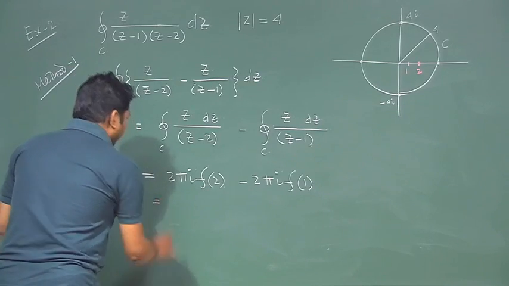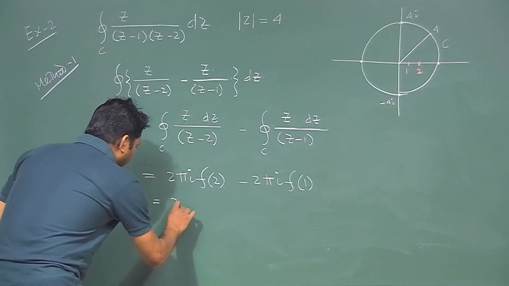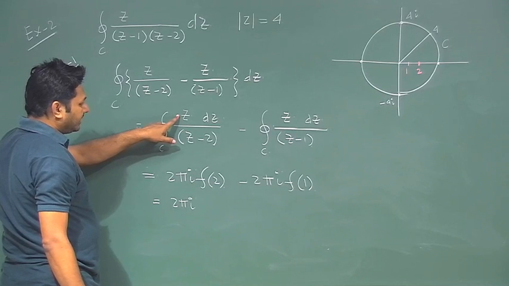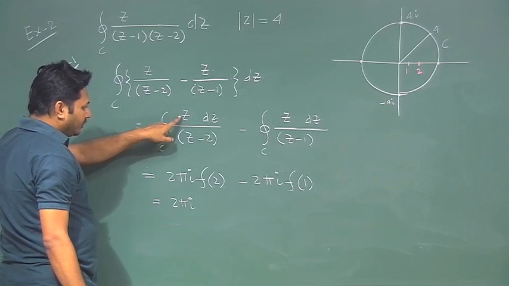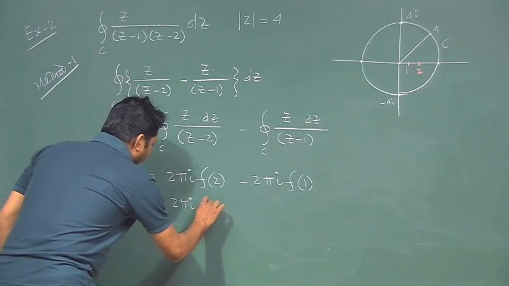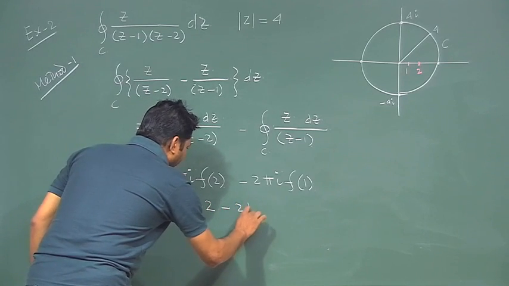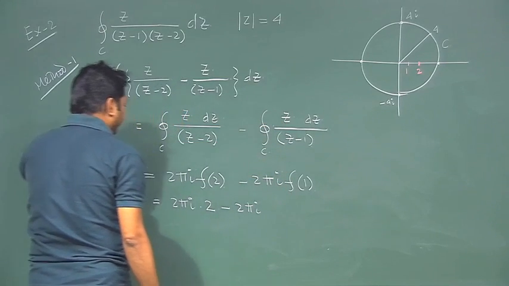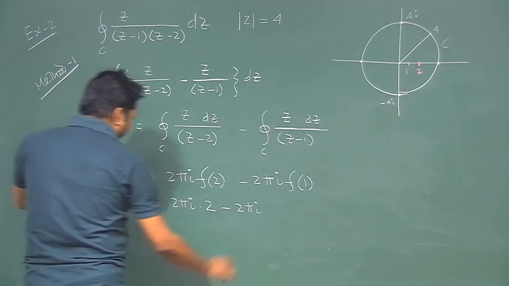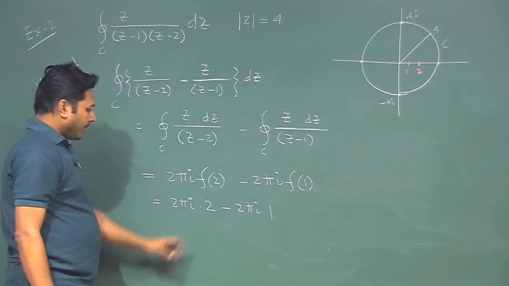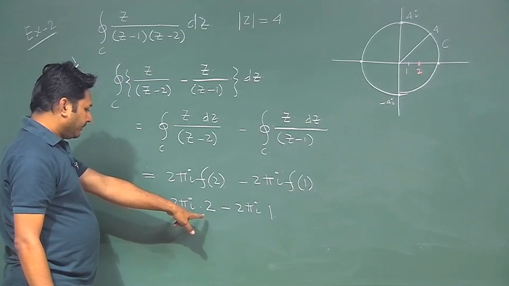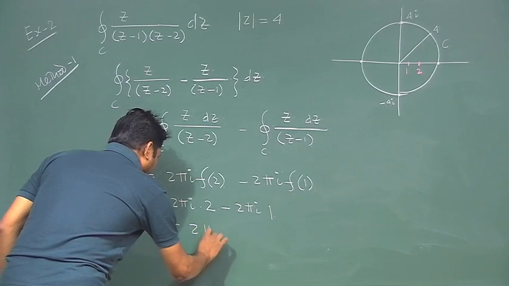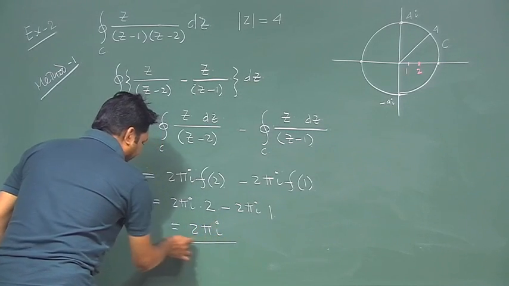So, now if I do that, then what? So, 2 pi I, here the function is the same in both cases, the function f z is z for both the cases. So, I need to put z equal to 2, so it is z equal to 2, minus 2 pi I, here the function is z. So, at 1 what value will I have? At 1 I will have the value 1. So, I will have 4 pi minus 2 pi I. So, the result is 2 pi I.